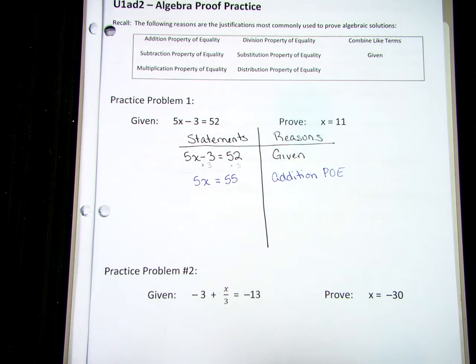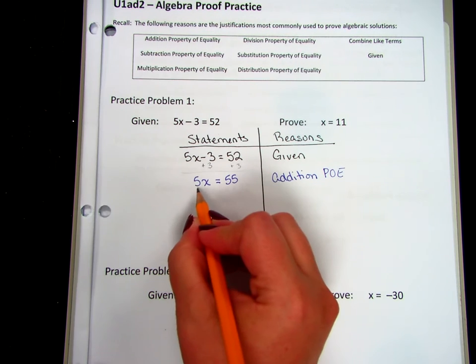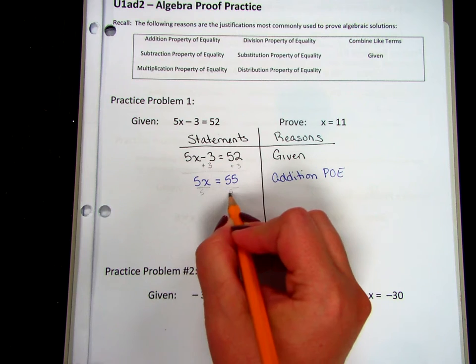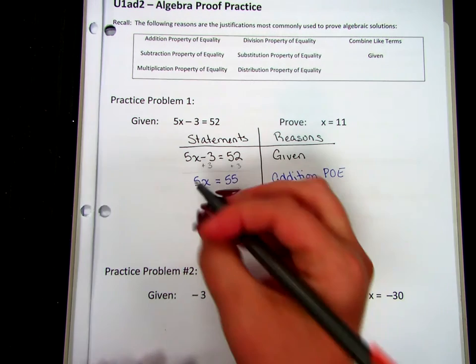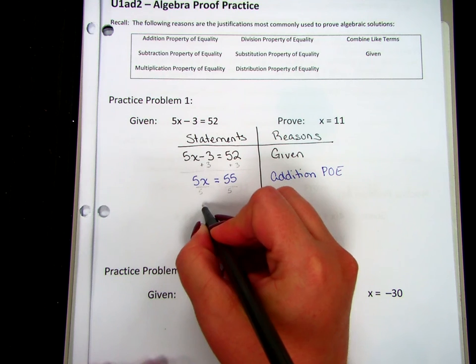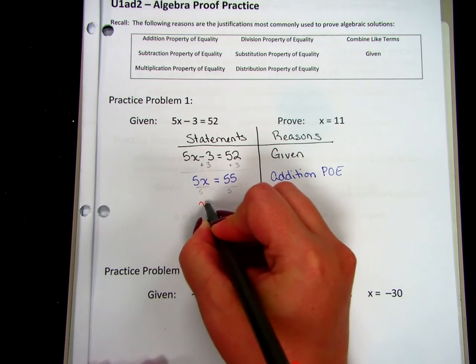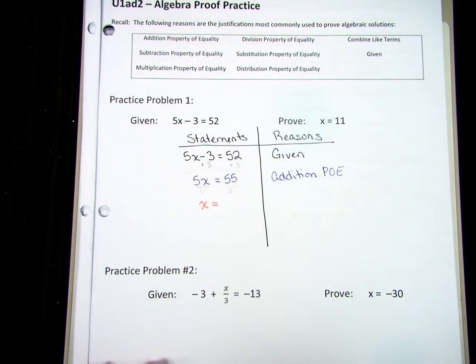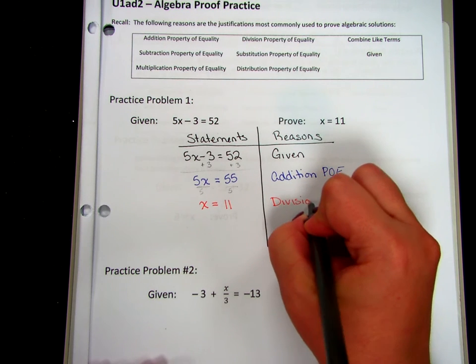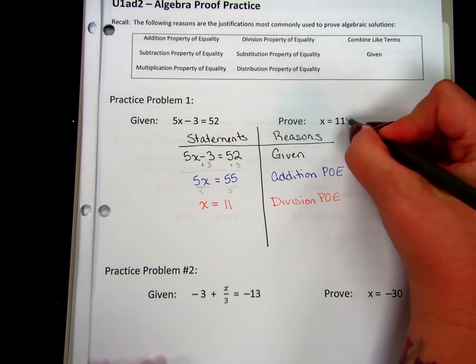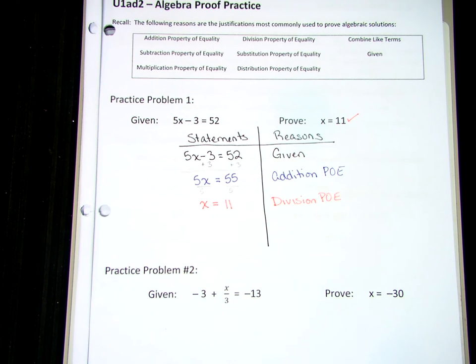All right, what am I going to do next? Divide by 5. And so when I divide by 5, again, this isn't part of the actual proof, but some of us like to write it so we can see it. So I did it real light. 5x over 5 is 1x. And then 55 over 5 is 11. And what am I going to put as my reason? Division POE. And then we can see that we have proven x equals 11. We are done. You're done when you've proven what you're trying to prove. Okay? All right.